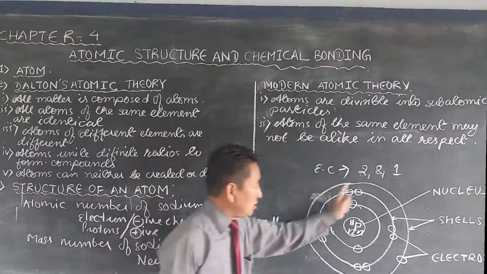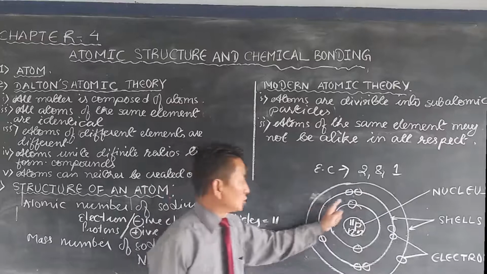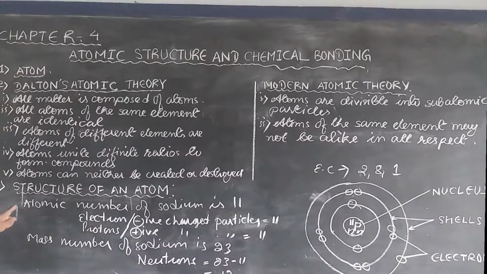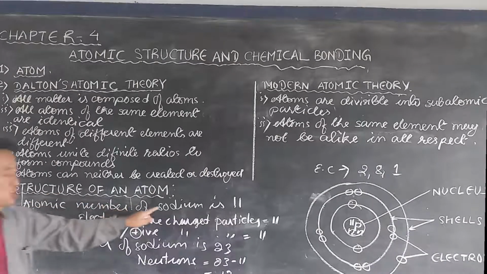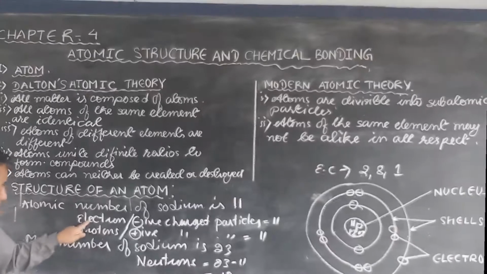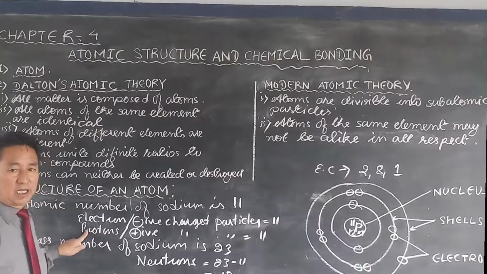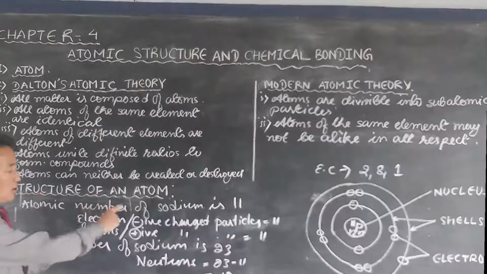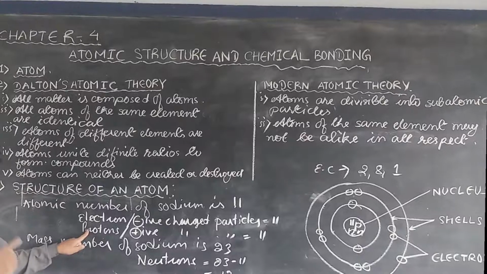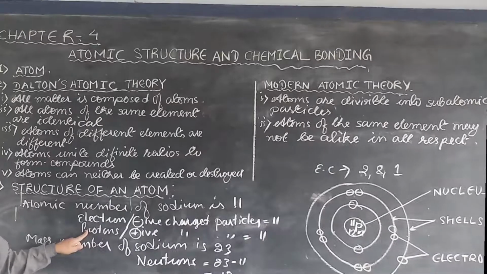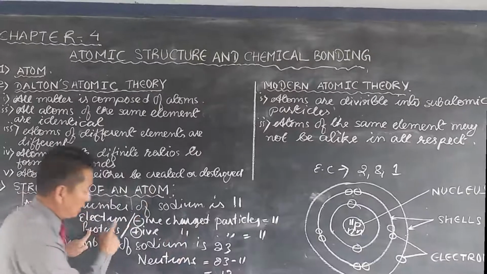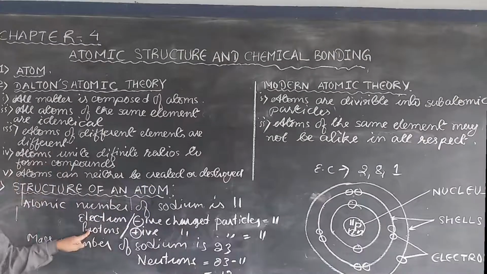As you can see here, the orbital structure of what? Sodium atom. Once again, I will repeat here. The atomic number of sodium is 11. Atomic number means the equal number of electrons or protons present in an atom. It means that a sodium atom has 11 electrons and 11 protons, or 11 negative charged particles and 11 positive charged particles.